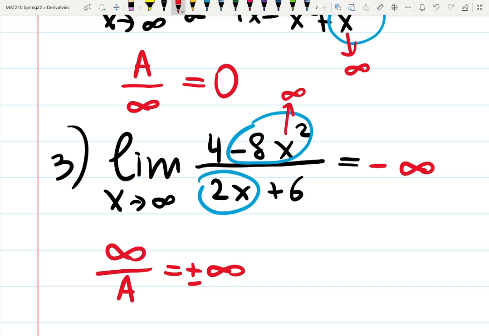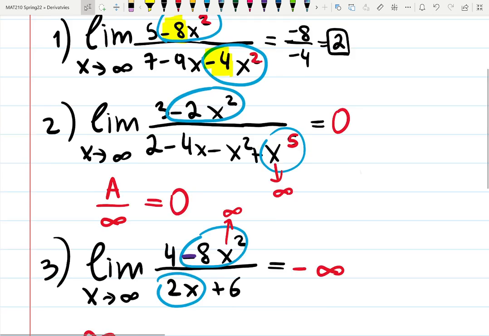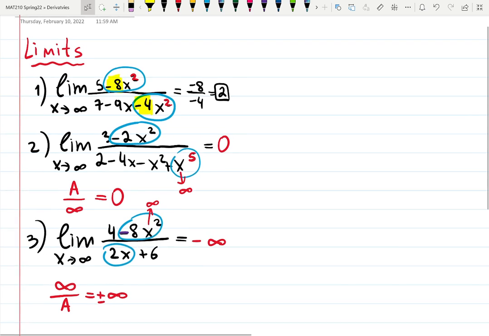So, I guess the 8 is negative? Mm-hmm. Exactly, very good comment. This negative changed the direction of infinity, yeah. So, it's only zero when the infinity is on the denominator? Yeah, if it's faster, right? So that's exactly it, a good job. You see now the pattern.